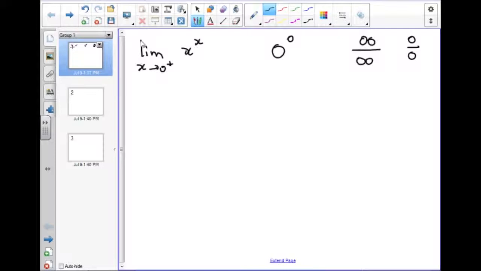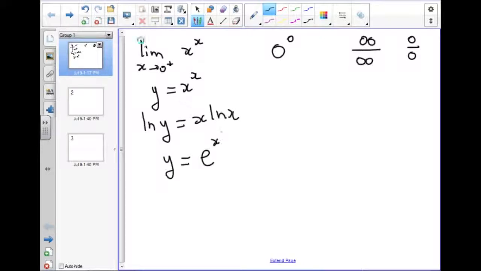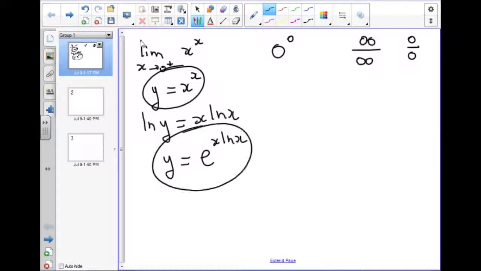So first of all, I'm going to call the function x to the x, y. And then I'm going to apply ln on both sides of the equation. So that would be this. After this, I'm going to apply the exponential function again. So this is going to be y equals e to the x ln of x. Notice that we had y equals x to the x, but now we can rewrite the function x to the x as e to the x ln of x.